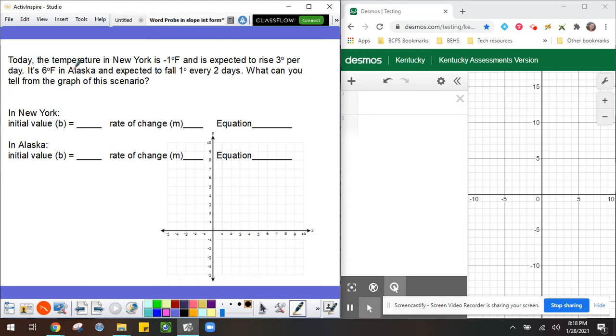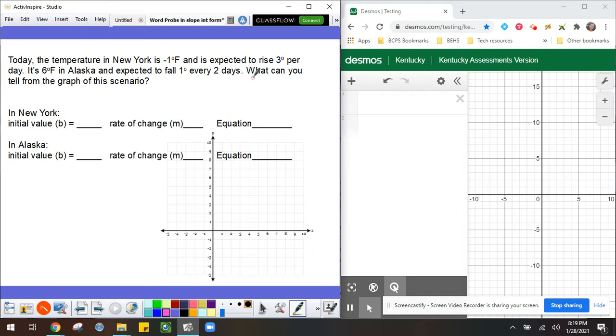Today, the temperature in New York is -1 degrees Fahrenheit and is expected to rise 3 degrees per day. It is 6 degrees Fahrenheit in Alaska and expected to fall 1 degree every 2 days. What can you tell from the graph of this scenario? So that is a very broad question.